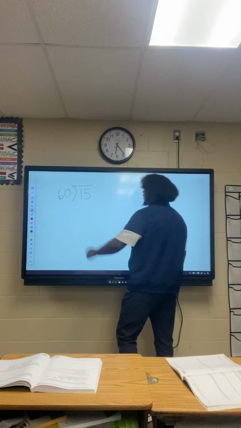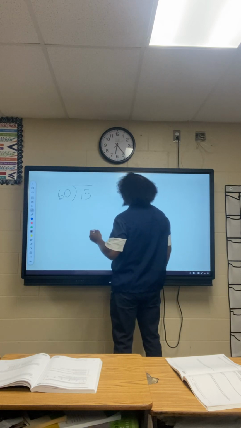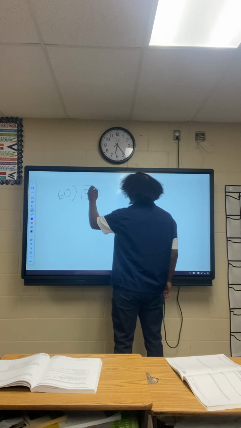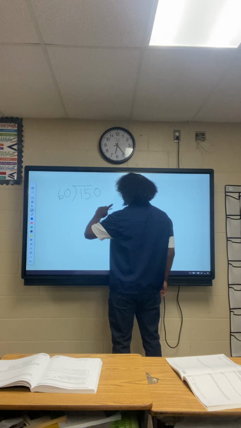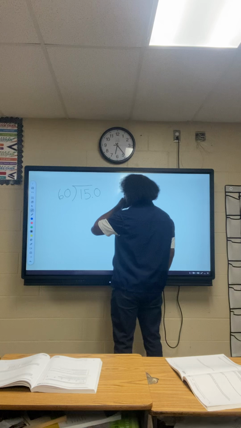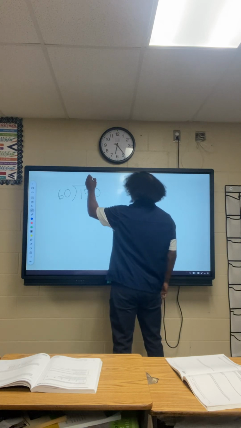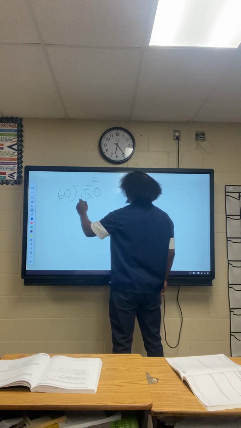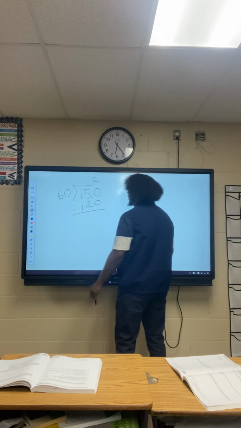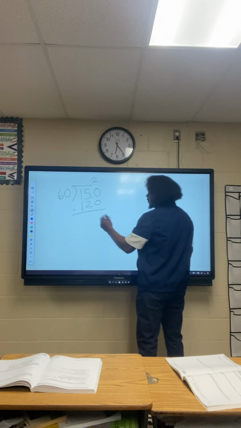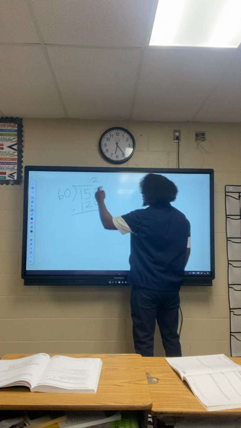Now, how many times does 60 go into 15? It cannot. So we got to put a decimal and a 0. Now this number looks like 150. So how many times does 60 go into 150? Twice. And 60 times 2 gives us 120. So we can subtract. All right. You all set that up and you can find the percentage.